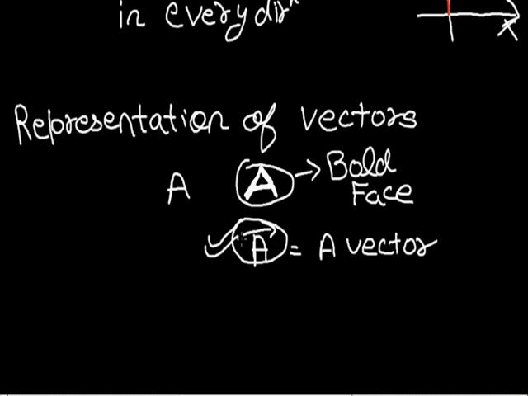Okay. Now if I have to represent a velocity vector, then generally it is represented by v. Velocity is represented as v vector. This is how we represent a vector.